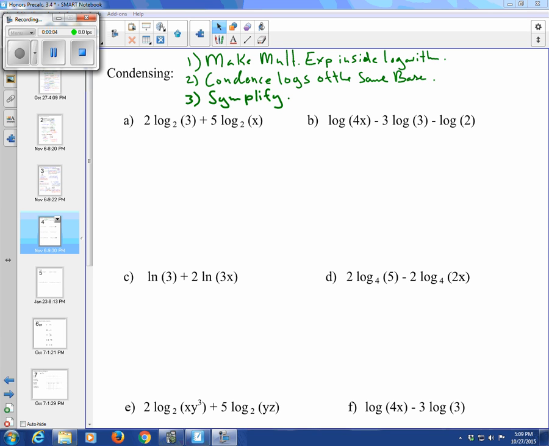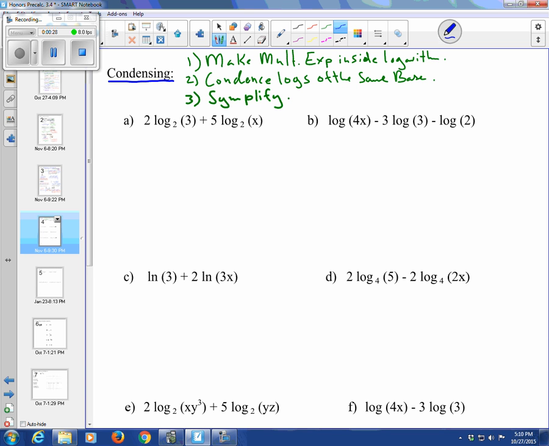Okay, so this is going to be video 2. In the first video, we looked at expanding logarithmic expressions to the addition and subtraction of multiple logarithms of the same base. And now what we're going to look at is condensing the addition and subtraction of logarithms of the same base into one logarithm.